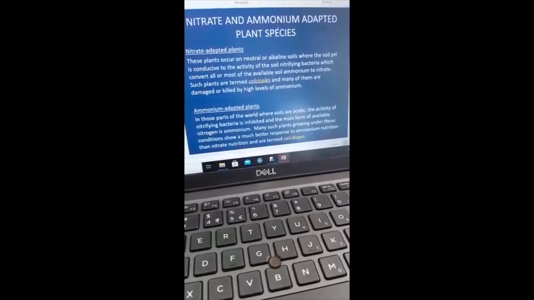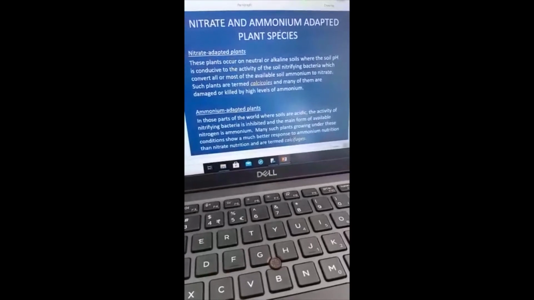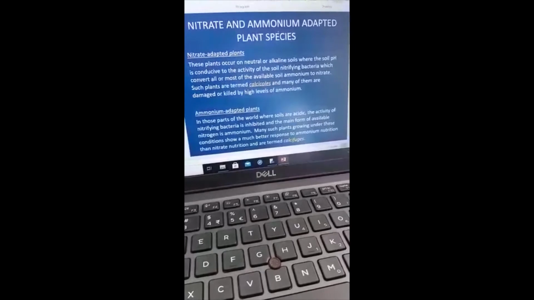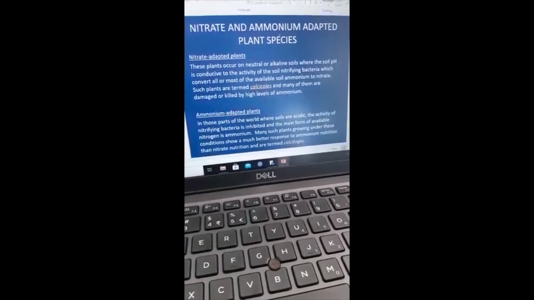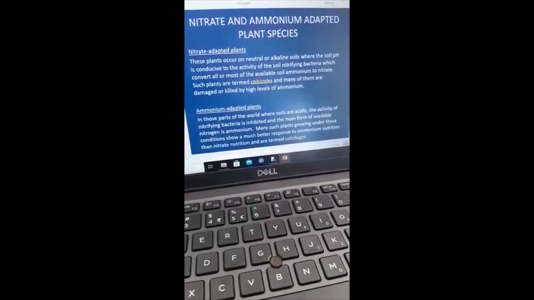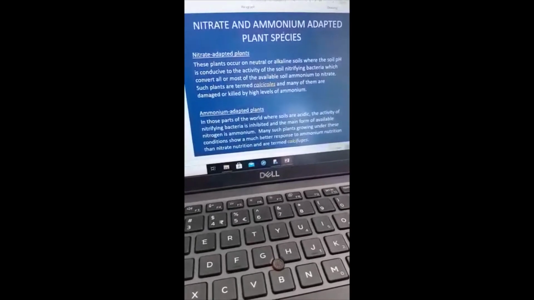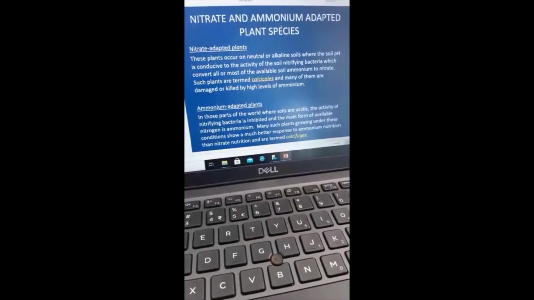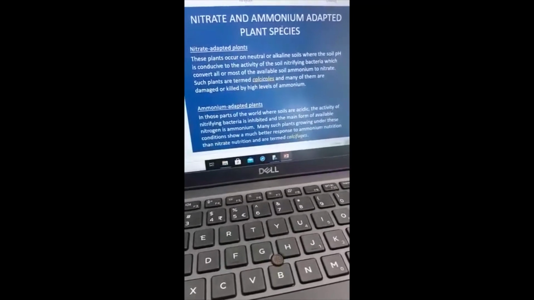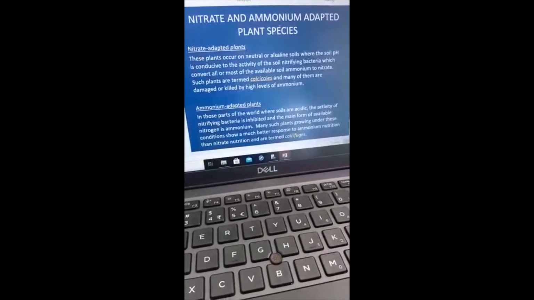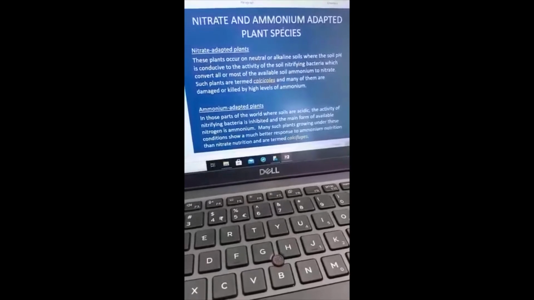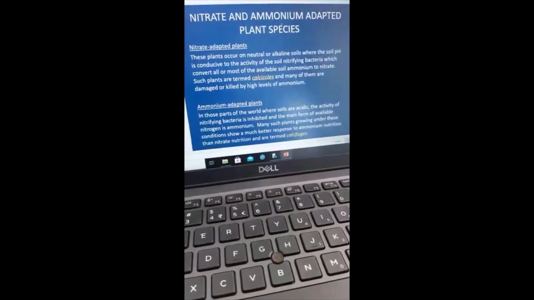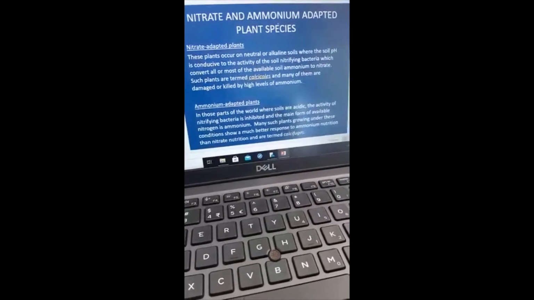All I can tell you is those plants that are adapted to the environment or the soil in which the predominant form of nitrogen is nitrate have been given the term calcicoles, whereas those that are adapted in an environment in which ammonium is the predominant form of nitrogen are given the term calcifuges.